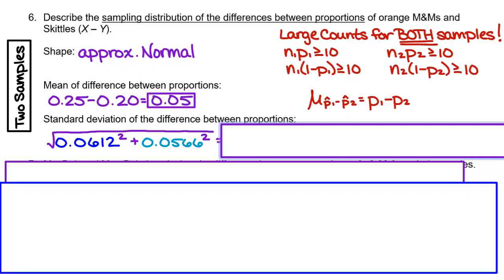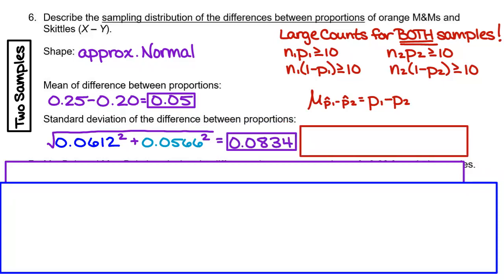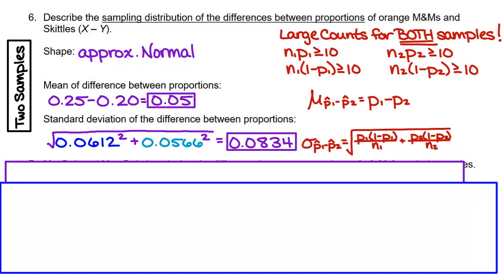What'd you guys get for the standard deviation? 0.0834. In formula form, this is what that looks like. This first part is the variance for my first sample. The second part is the variance for my second sample. We add those variances and then we square root.